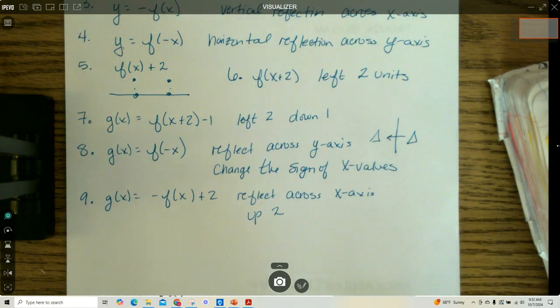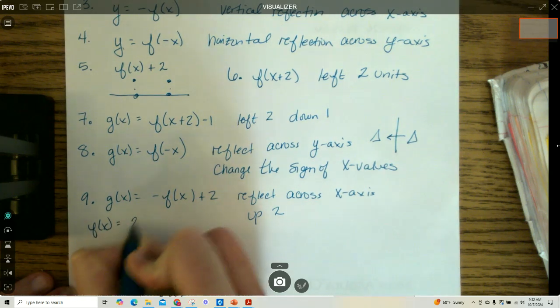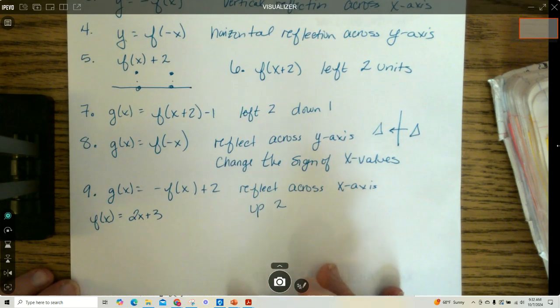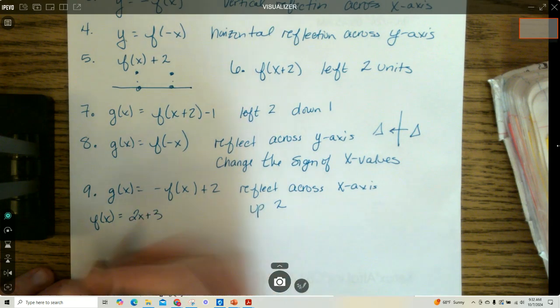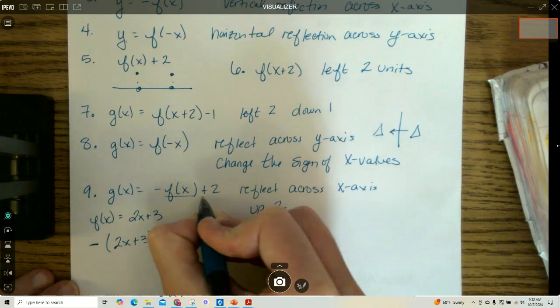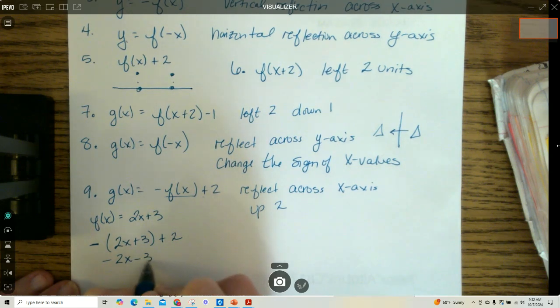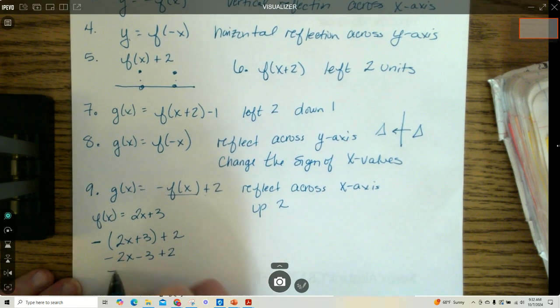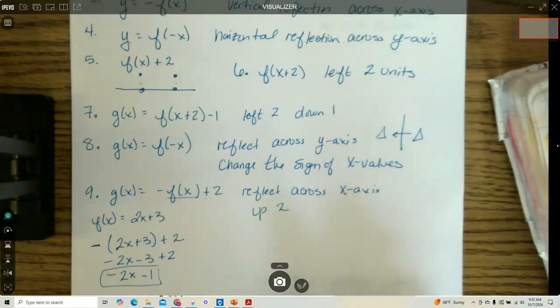Or does it just reflect first? That one's just going to reflect first. Because what you would do if f of x equals 2x plus 3, right? If we swap this out with this, it'd be negative, and then this whole piece changes to 2x plus 3, and then this gets tacked on to the end. And so it would become negative 2x minus 3 plus 2, which would be negative 2x minus 1. That would be the new equation of the function.